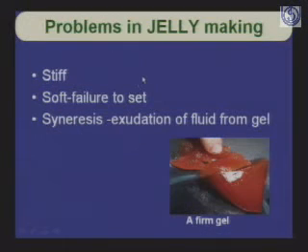Then there are some problems which you find in these products. In jelly making, the common problem could be a stiff jelly, or a soft jelly, or a very common problem is syneresis. Your firm gel should look like this. But if your pectin is very high, then your jelly could turn out to be stiff, and if it is very low in pectin, then your jelly can be soft. Similarly, syneresis is exudation of fluid from the gel. This could be because of a very high acid content in your jelly.